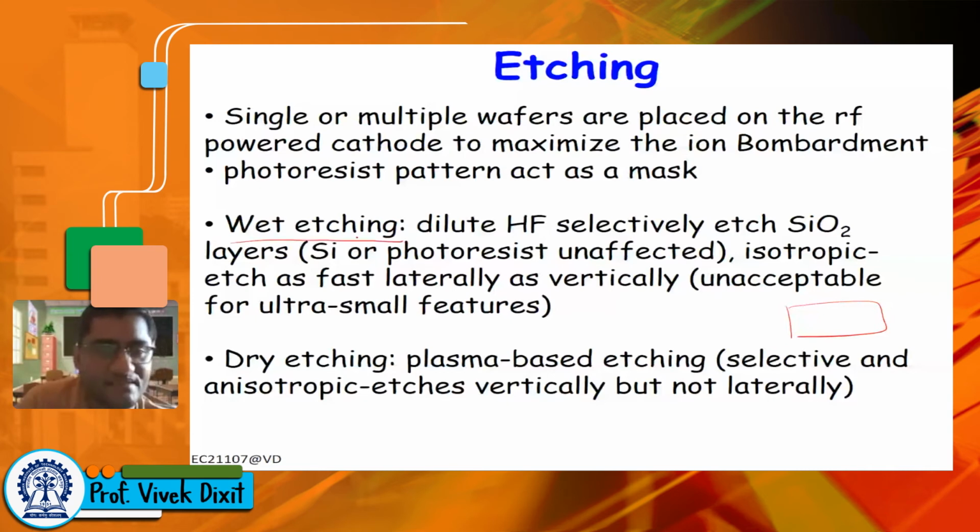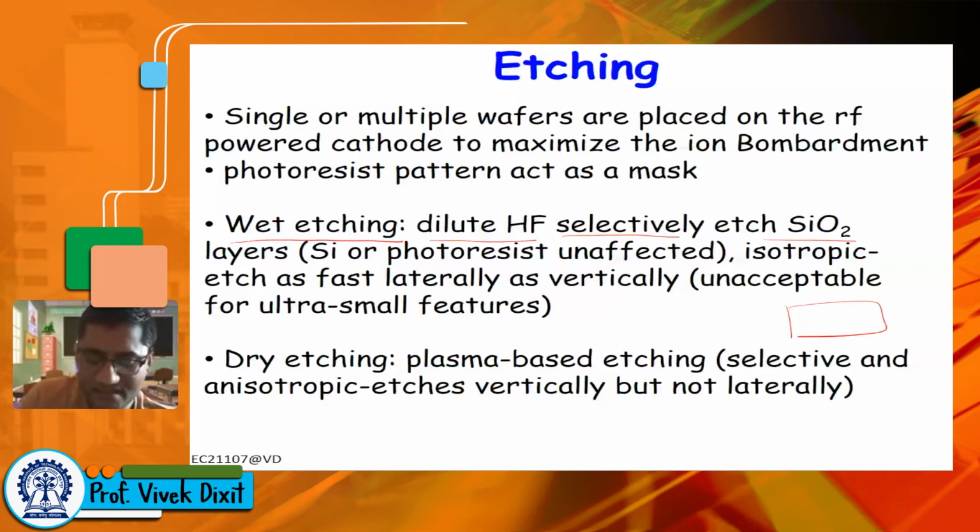It's also called chemical etching. So in wet etching, hydrofluoric acid selectively etches the silicon dioxide. Now selectivity is very important, right? It should not affect the photoresist or silicon, but it has a drawback that it is isotropic.